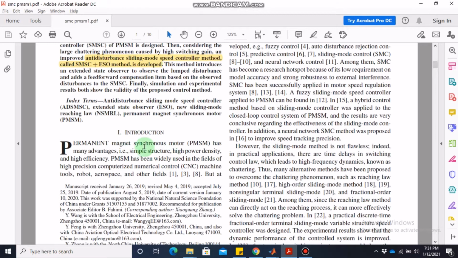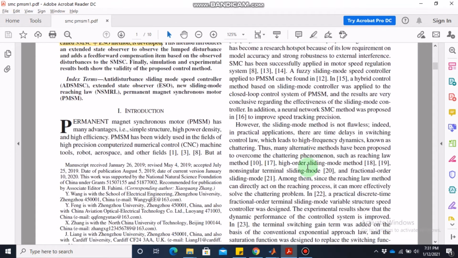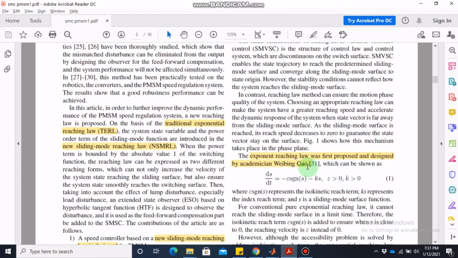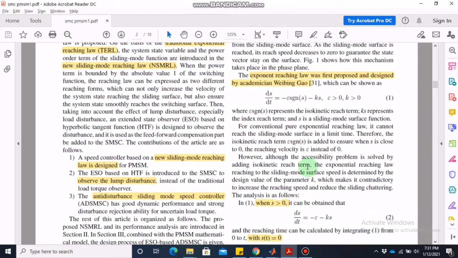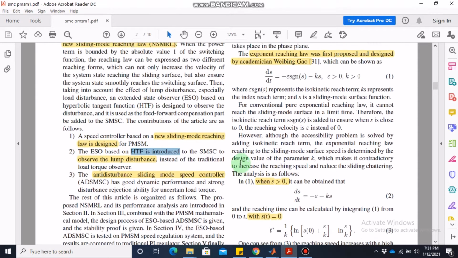Here is the introduction section, which we are going to skip for our purposes. I am sure it presents some nice background of the problem and all the motivations related to the problem. And here is a list of contributions by the paper. They have proposed a new sliding mode reaching law. Then they have proposed a hyperbolic tangent function based observer for the disturbances, and an anti-disturbance sliding mode speed controller is designed in this paper.